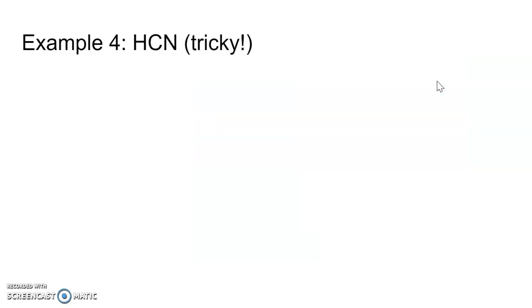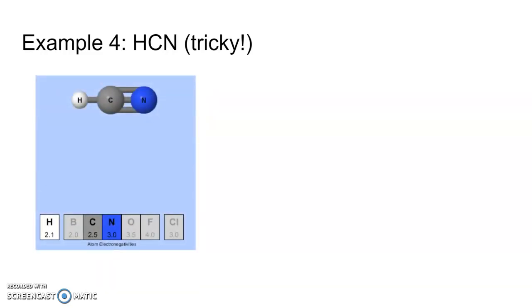All right, let's look at example 4. I'm going to own up that it is a tricky one. So go ahead, pause, draw the Lewis structure for HCN, hydrogen cyanide. And then, here's the structure. Remember that there's a lone pair on the nitrogen as well, and that's just something to help keep in mind.